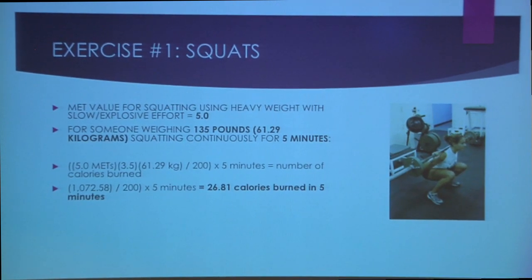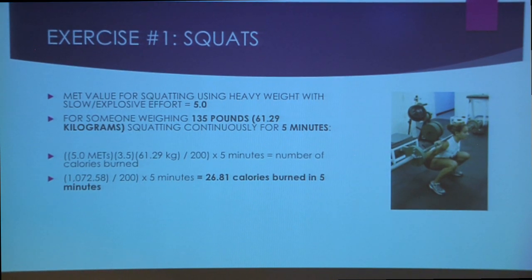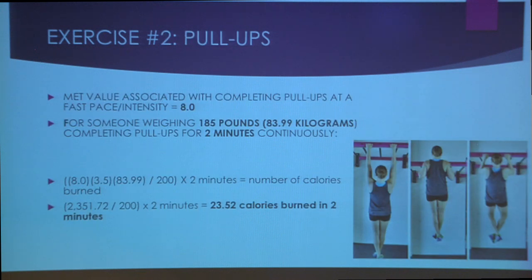So for this specific exercise, with squats, you can do them at a more high-paced, higher rep, lower weight. And then on the flip side, you can use squats with slow, explosive effort with a higher amount of weight. That's what we'll be using for this one. That is associated with an MET value of 5.0. And for this example, for somebody weighing 135 pounds and squatting continuously for 5 minutes, they would burn approximately 26.81 calories in 5 minutes.